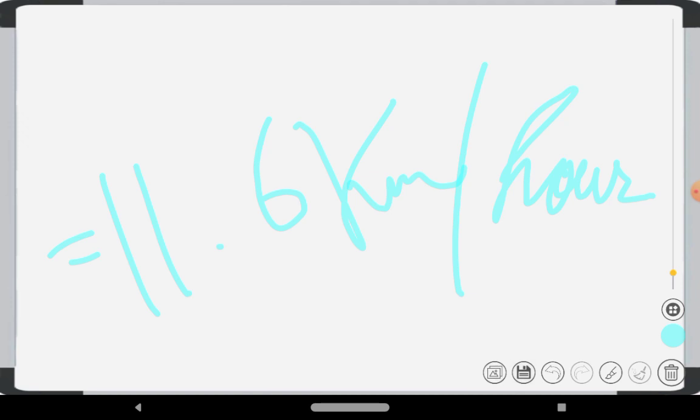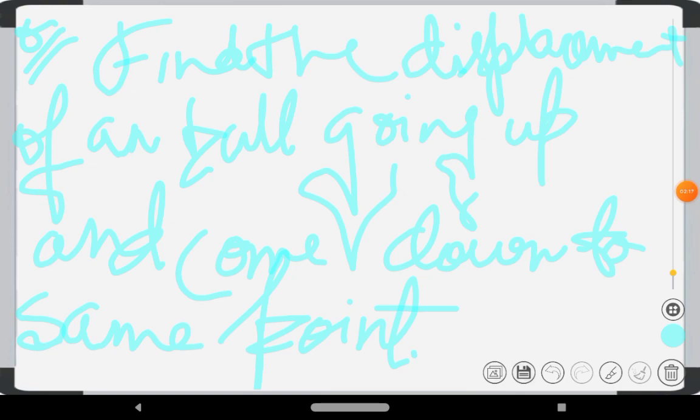So this is our first question. Now our second question is: find the displacement of a ball going up and coming down to the same point. This question is very easy. Find the displacement of a ball going up and then coming back to the same point. So the displacement will be 0.